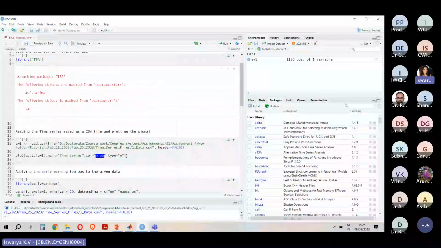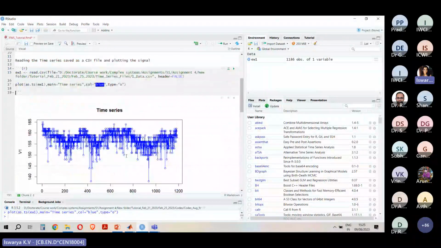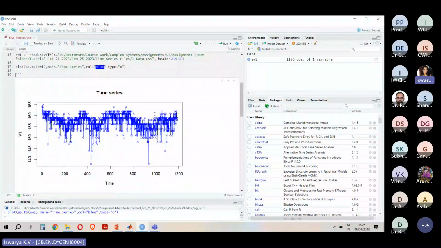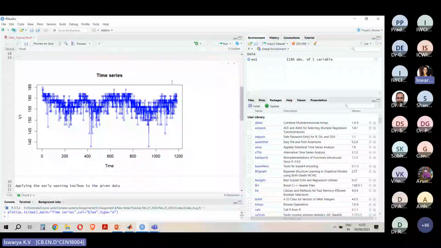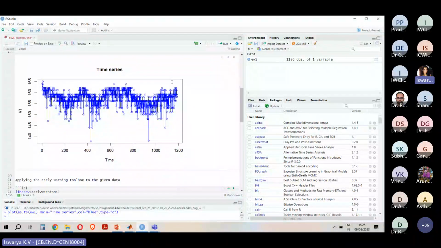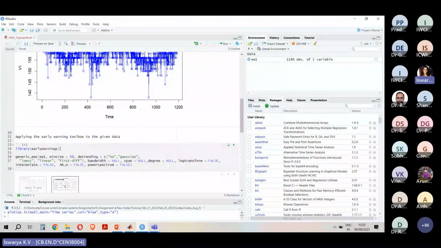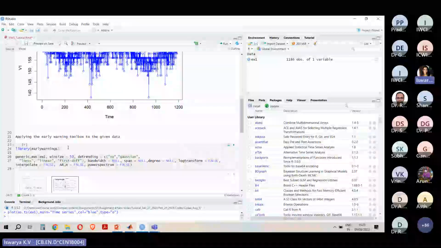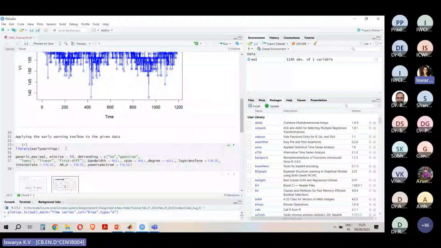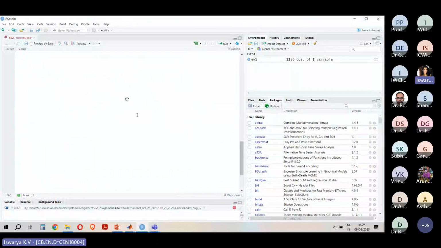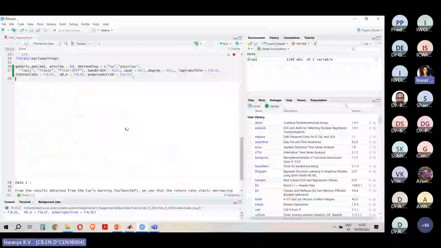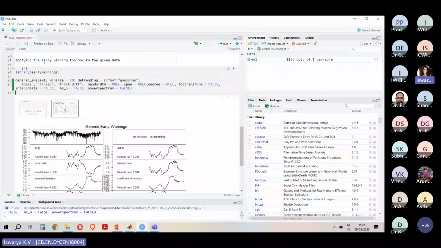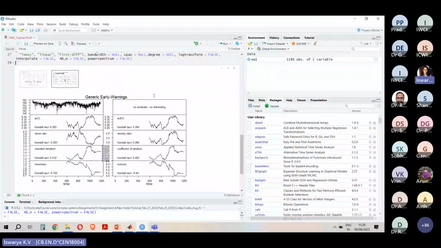And then we will be plotting the time series. So this is the time series that we have. This is not the same as the Lorentz system. It's a completely arbitrary time series that I've taken over here. And to this time series, you will need to install a library called early warnings. And when you do that, you can call this generic EWS as the function within the early warning library, which will give you these results.